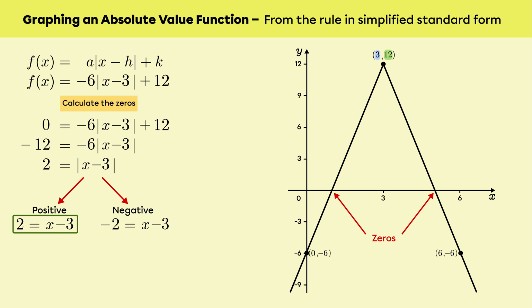In the first case, we end up with the equation 2 equals x minus 3. In other words, we just leave out the absolute value brackets. We solve the equation and find that the first solution is x equals 5. The other equation to solve is negative 2 equals x minus 3. The answer is x equals 1. So, there is a zero at points (5, 0) and (1, 0).